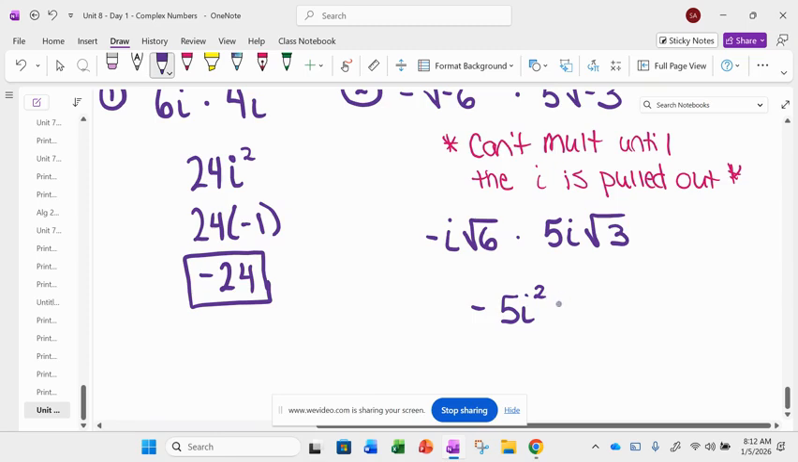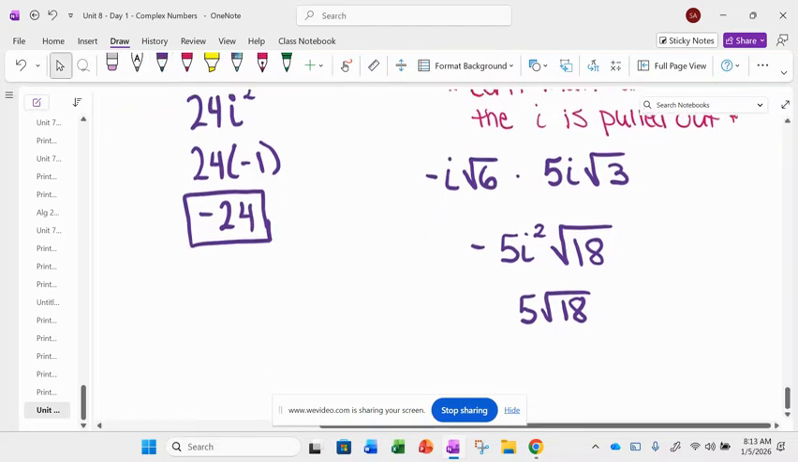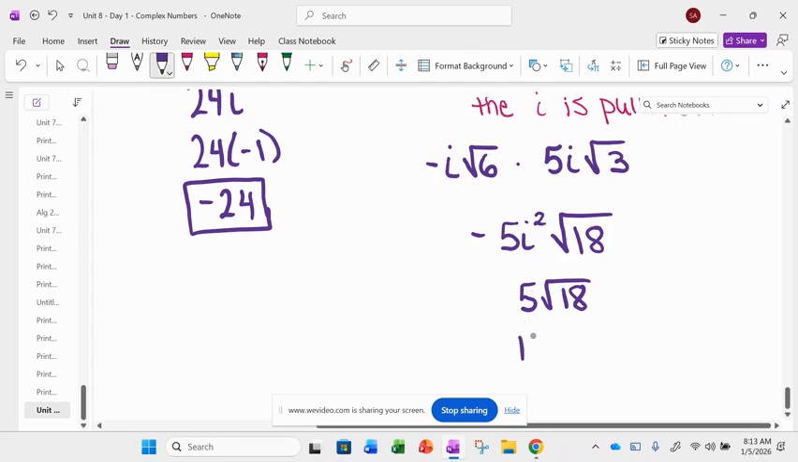We'll talk about that in a minute. And then we're going to have square root of 6 times square root of 3 is the square root of 18. All right, first things first. i squared is what? -1. So -5 times a -1 is a +5. Is this my final answer, 5√18? No, why not? Because we can simplify the root of 18. So let's go ahead and simplify that, and we're going to get 15√2.